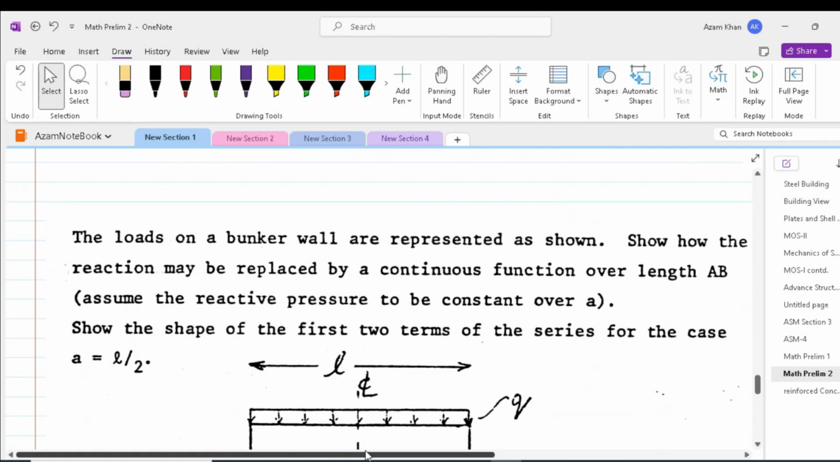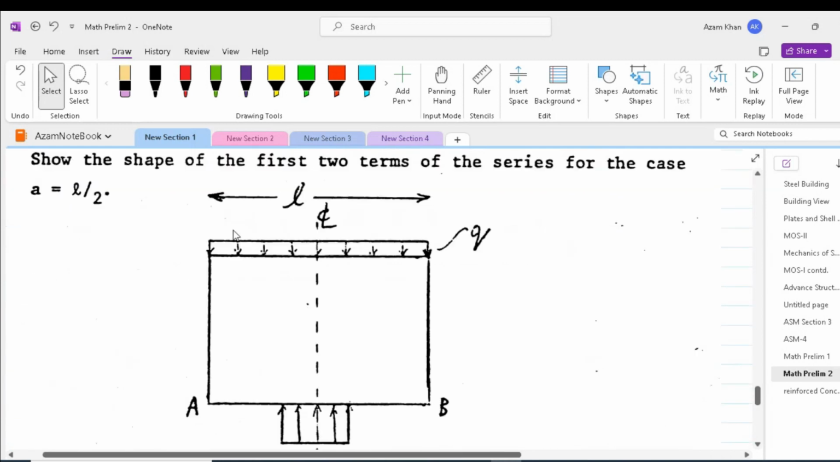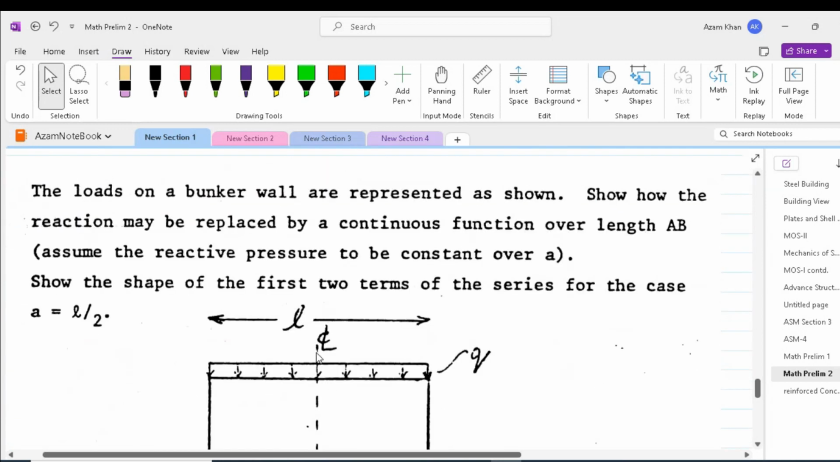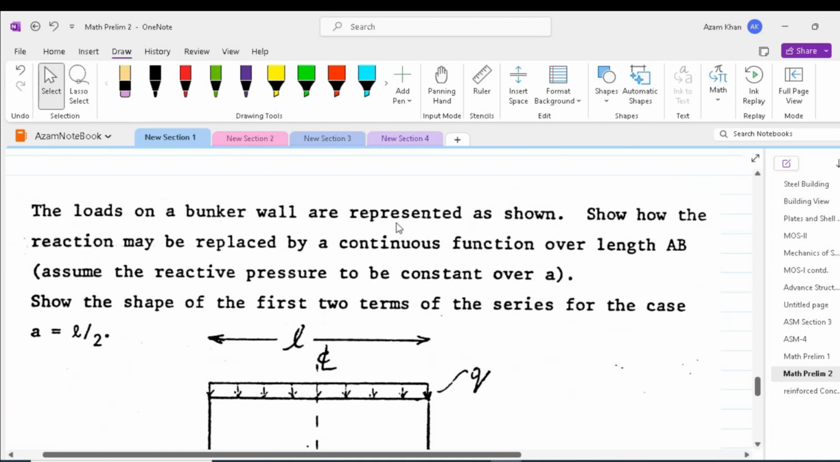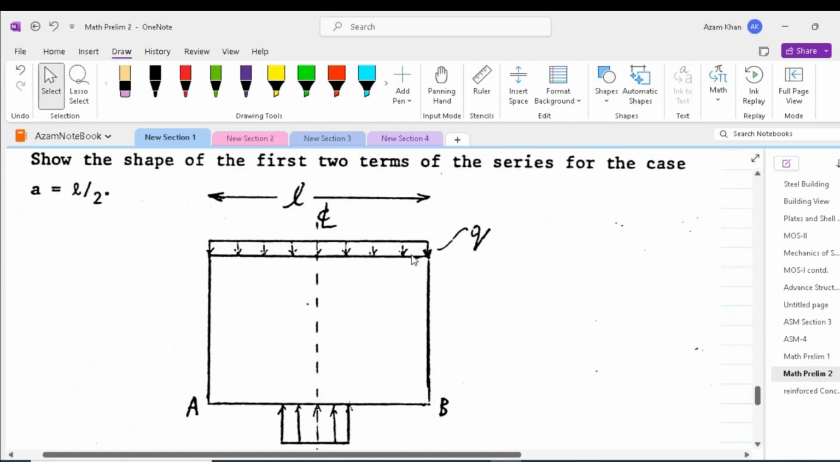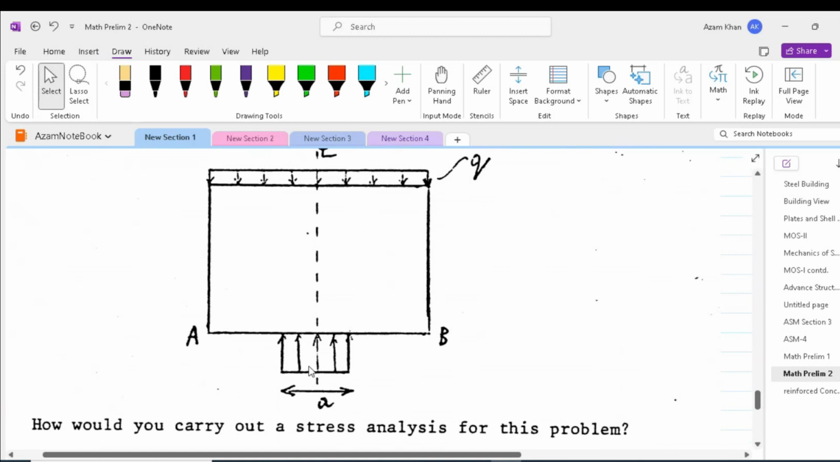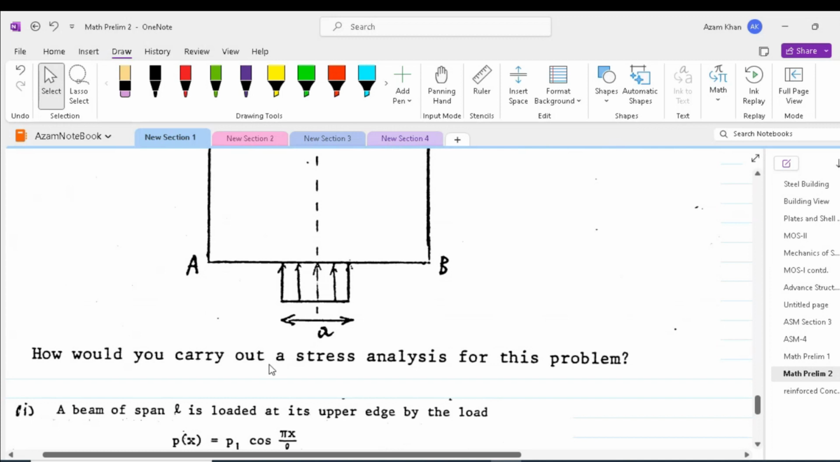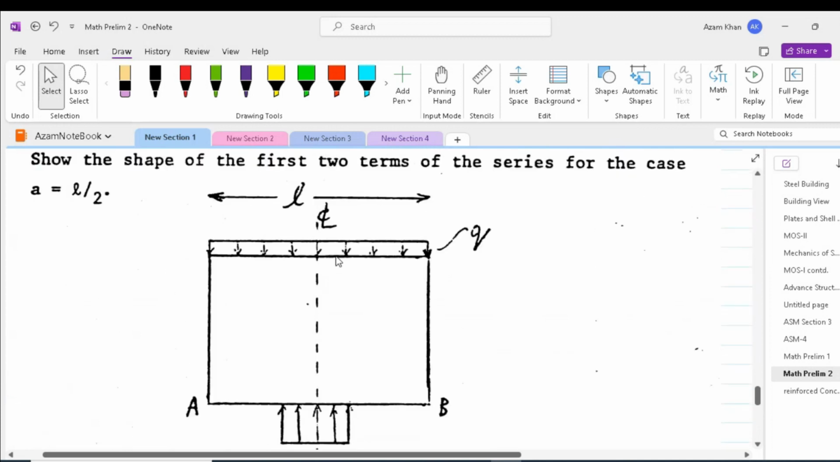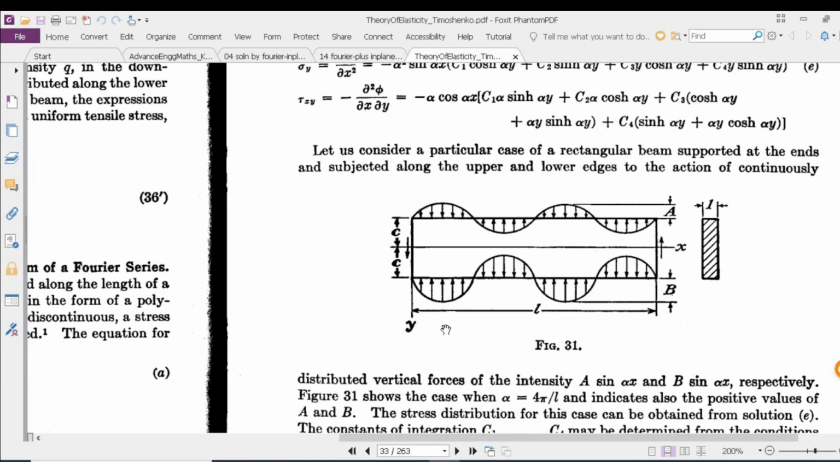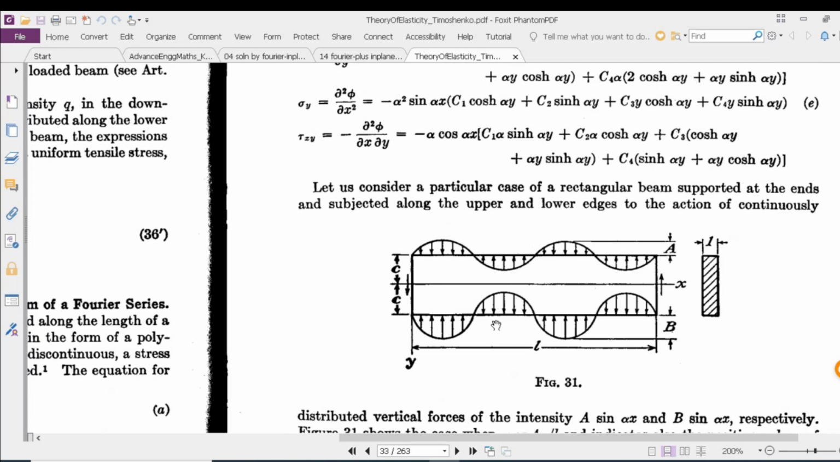Imagine we have a problem shown over here in which we are given loads on a bunker wall. We have got a load per unit area applied along the length L at the top of the bunker and a patch load at the bottom of the bunker. We are asked to carry out stress analysis of this problem. So this is a similar problem to what we discussed over here.